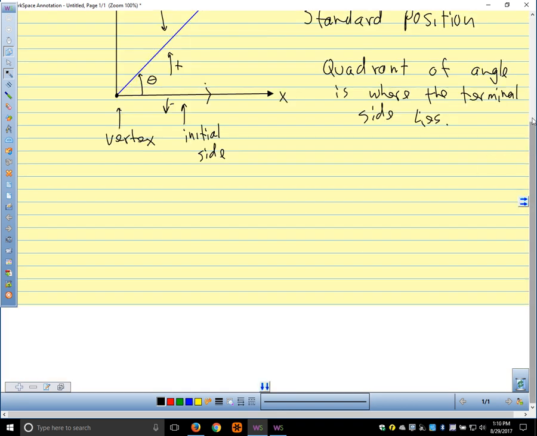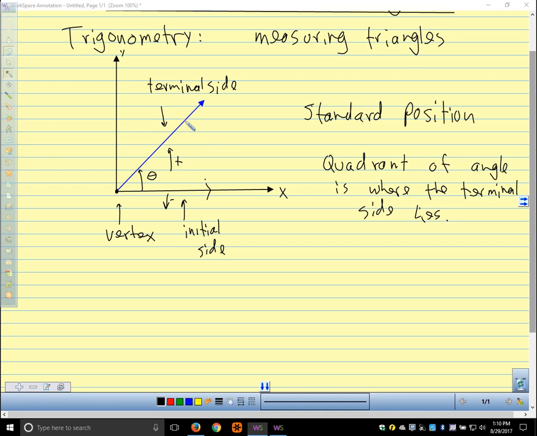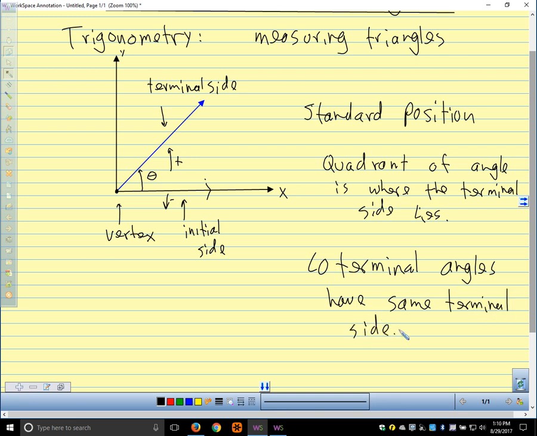Angles in standard position with the same terminal side are called coterminal angles. What do you mean by standard position? Vertex at the origin, initial side on the x-axis. Okay. So they have the same terminal side.